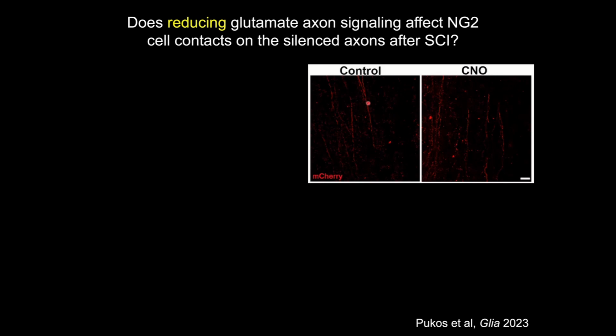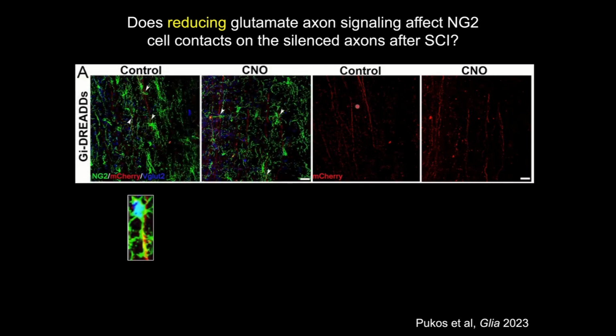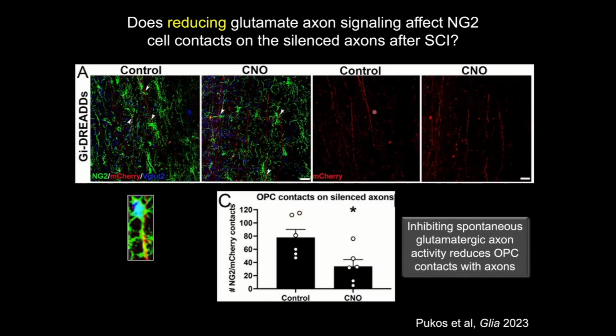So when she took these animals and gave them CNO, she was able to show that the number of NG2 contacts on the silenced axons was cut in half. So there were significantly reduced NG2 axon contacts when the axons had been silenced by the CNO. So this is really cool because it shows that spontaneously these NG2 cells and axons are interacting after spinal cord injury. The NG2 cells are listening to the axons that are active, and this activation is helping to drive this cellular interaction.